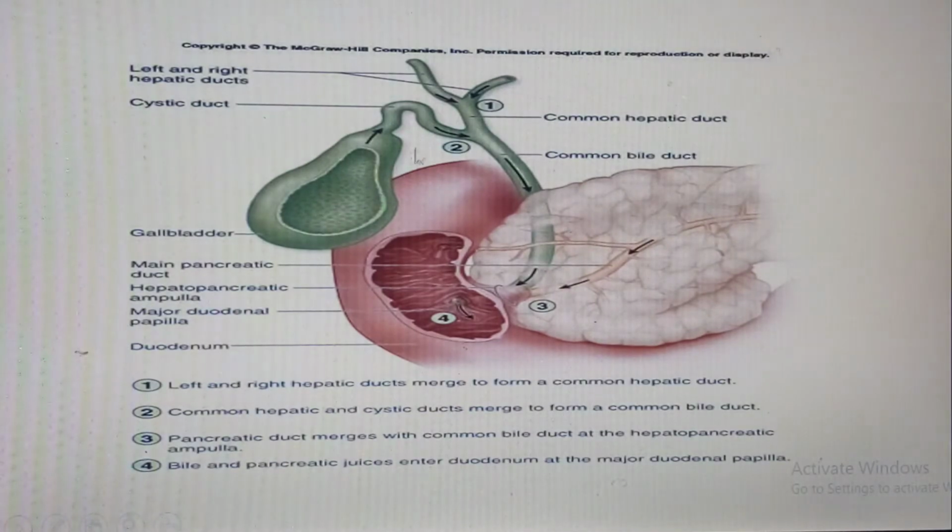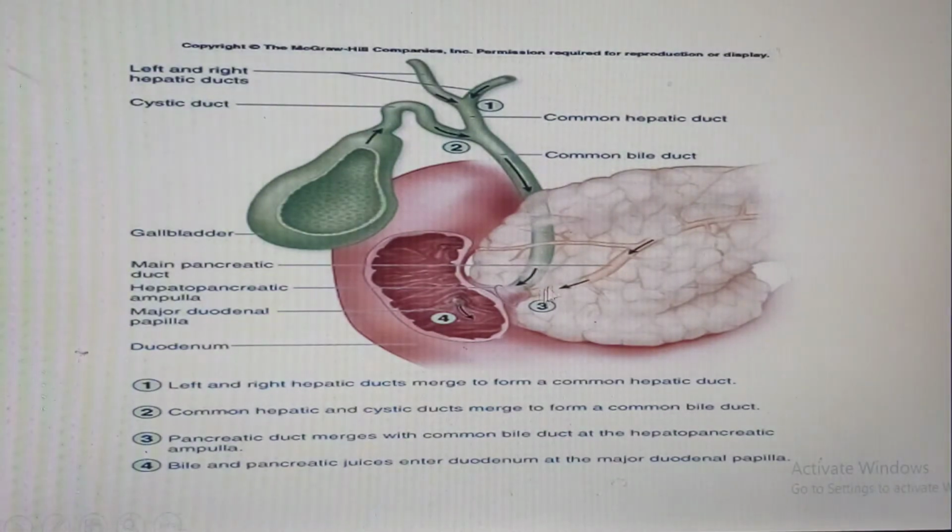And then from the common hepatic duct, that bile will have to come into what we call the gallbladder through the cystic duct. Okay, so through the cystic duct into the gallbladder for temporary storage and concentration, and then upon the influence of cholecystokinin released, it goes through this cystic duct, eventually into what we call the common bile duct.